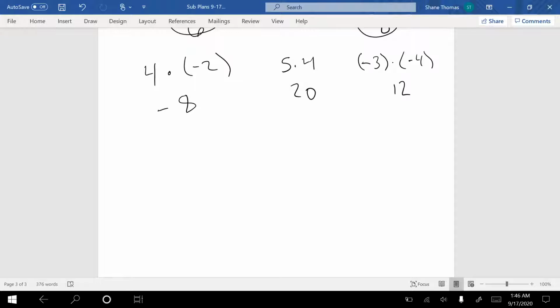All right, let's look at it with fractions. So if I have 3/4 times 1/2. If I have multiplication of fractions, you multiply the tops, multiply the bottoms. So 3 times 1 is 3. 4 times 2 is 8. Simplify if possible, but this is already in lowest terms. So it's 3/8. I just multiplied across the top and multiplied across the bottom.